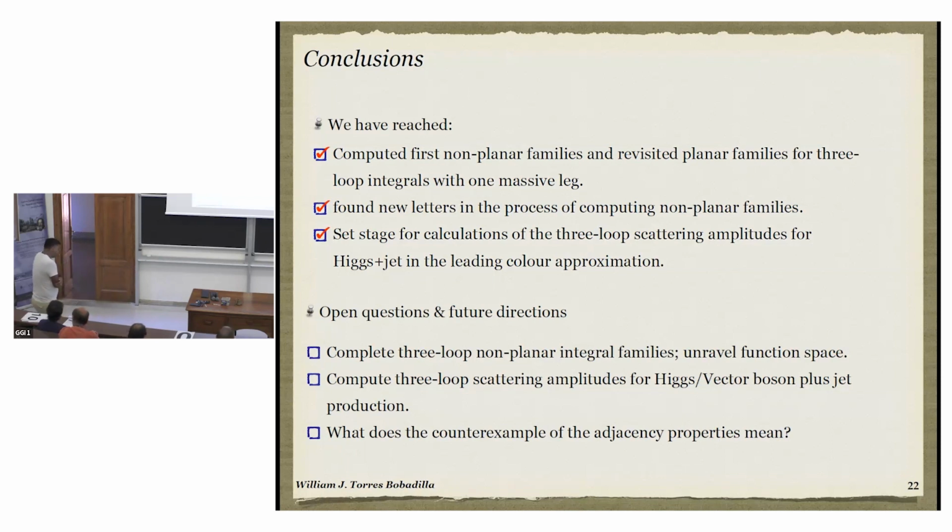And then, well, different questions arise at this point. We, of course, want to complete all set of non-planar integrals. We want to unravel the function space. And, well, these integrals are already used for the calculation of Higgs and vector boson plus jet production. We want to compute the full expressions. And then, okay, we found this sort of counterexample for the adjacency condition, but as I said before, it depends really on the scattering amplitude. It's not really at the level of Feynman integrals where things happen. All right, so with this, I thank you.